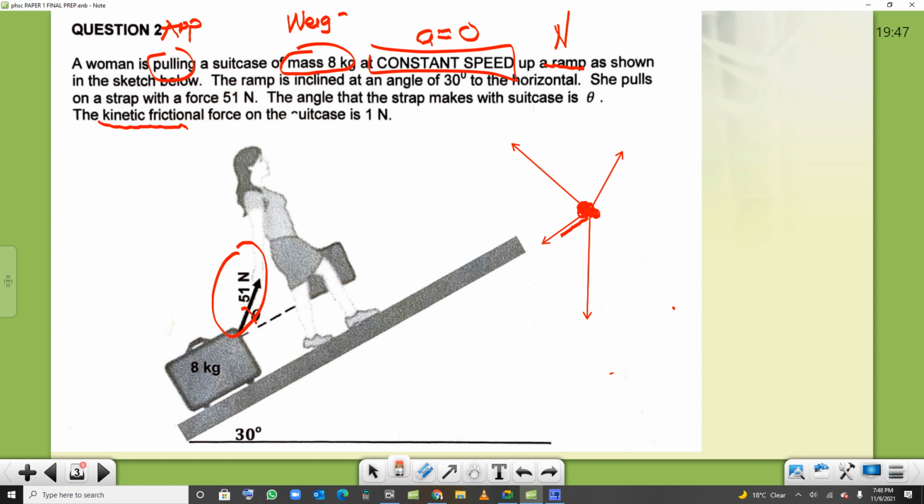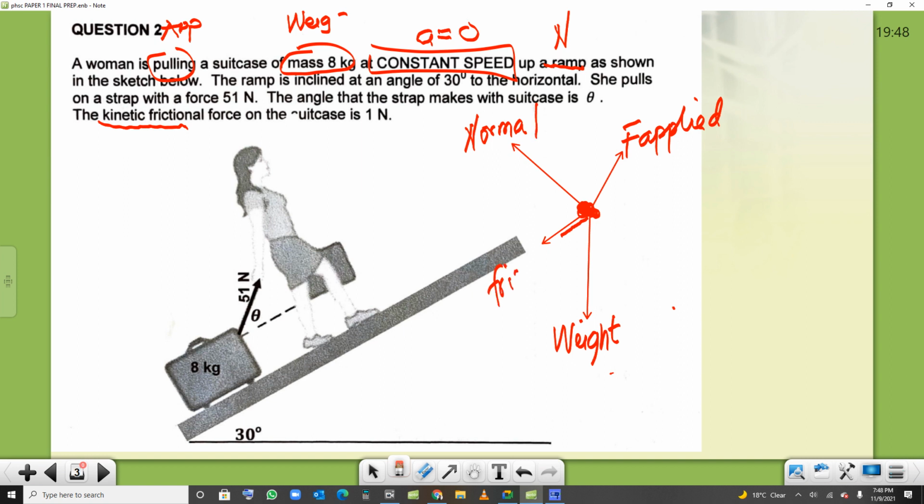So the force applied in this case is not parallel to the surface. It's at an angle of theta there. And then we label, right? What is this? That is the weight, a force of gravity. What is this? Force applied. What else? Normal force. And what is this? Friction.